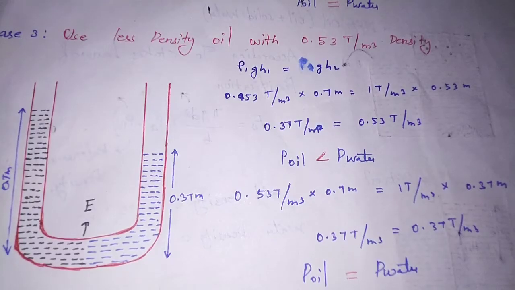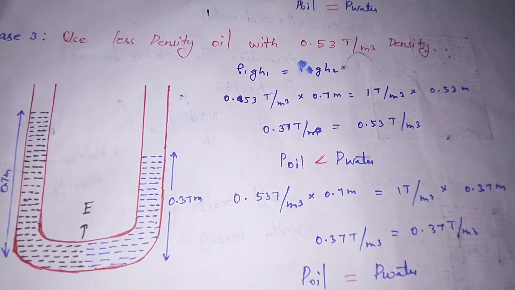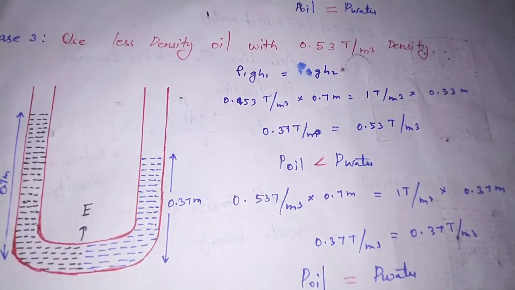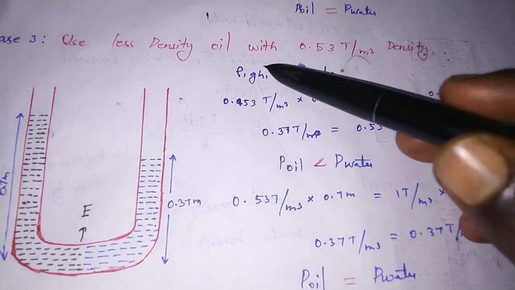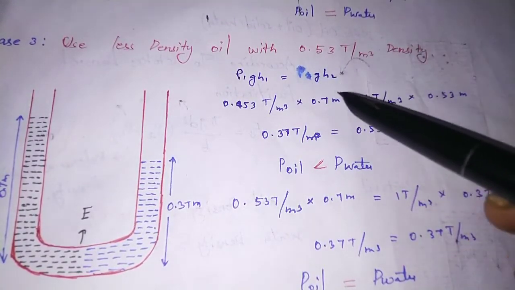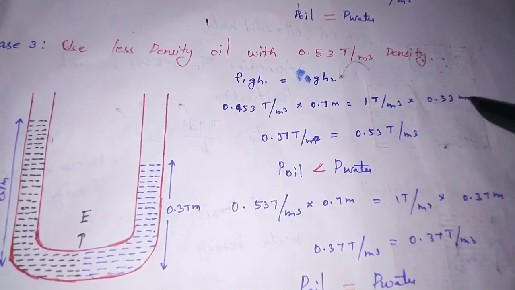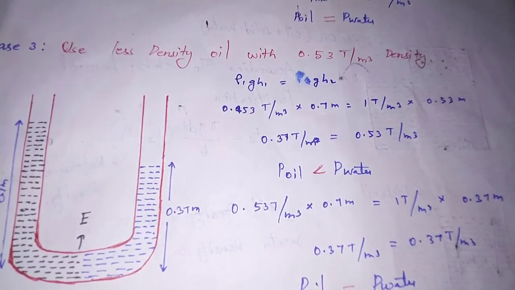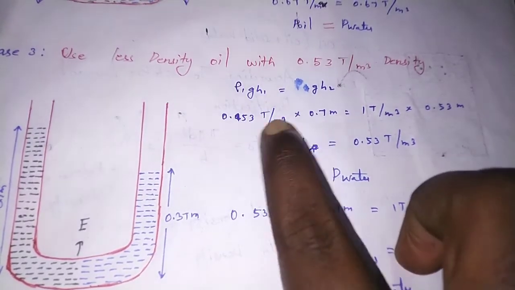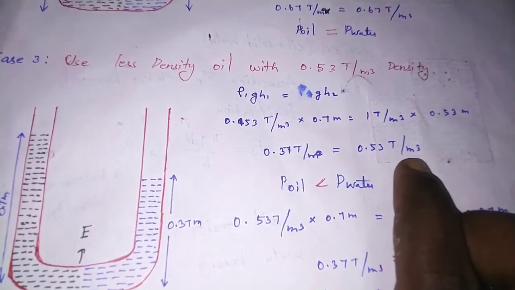So let's come to case 3. In case 3, I use less dense oil with a density of 0.53 ton per meter cube. Same, rho 1 g h1 is equal to rho 2 g h2. So g cancels out. Rho 1 is 0.53 ton per meter cube, h1 is 0.7 meter. Rho 2 is 1 ton per meter cube into h2 is 0.53 meter, same as in case 1. The water head is the same as in case 1. So multiplying that, 0.37 ton per meter squared is not equal to 0.53 ton per meter squared.